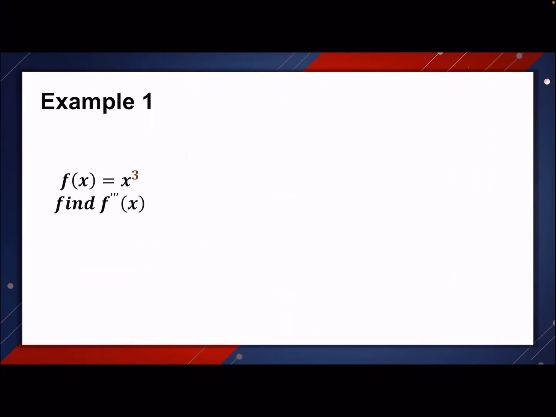Let's see some examples. First, find the third derivative for this function. We take the derivative of the function and the result is 3x squared. Taking the derivative of 3x squared, we get 6x. And last, we get the third derivative, which is 6. So the answer is 6.